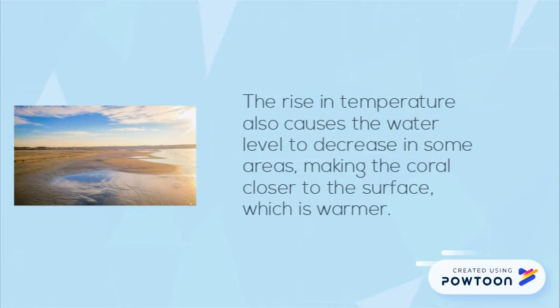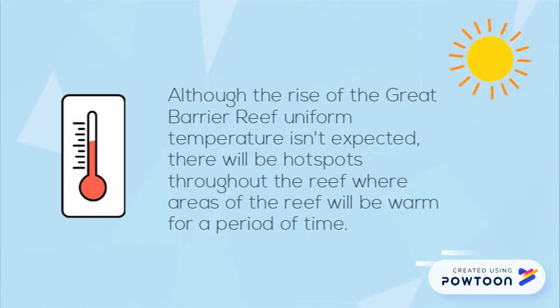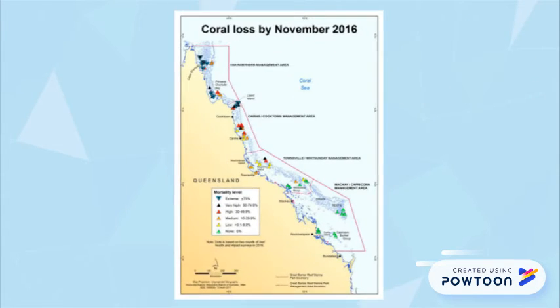The rise in temperature also causes the water level to decrease in some areas, making the coral closer to the surface, which is warmer. No matter how strong and healthy the coral is, they are no match for the rising temperature. Although a uniform temperature rise across the Great Barrier Reef isn't expected, there will be hotspots throughout the reef where areas of the reef will be warm for a period of time.